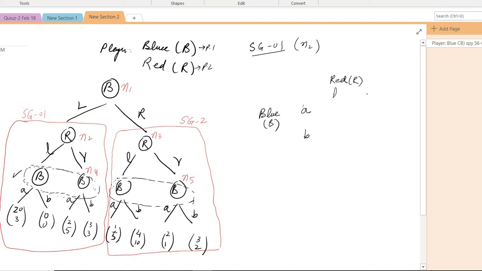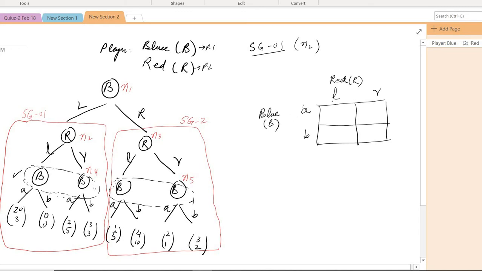actions are small l and small r. So I have this box and I have to insert the values in this box. And what is this? Is AL. So small l, this is small l, see this, and below it a, so what came as the outcome? 20 and 3. So I'll insert here 20 and 3.